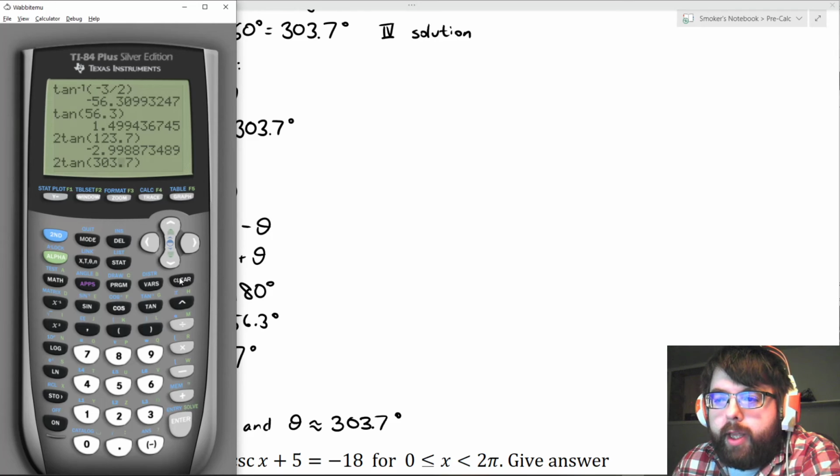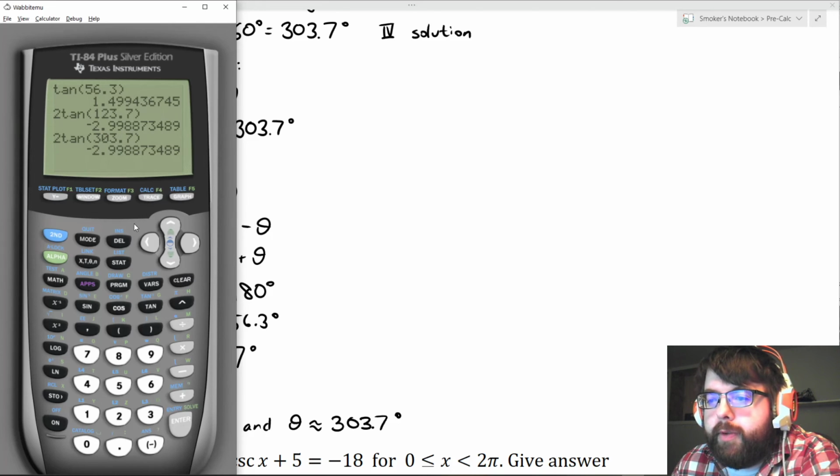And then 303.7, and also good. Both of them negative, both of them pretty close to 3. It would round up to 3 if we were writing this as a solution, because we go 3 decimal places, that would round up to 9. Well, actually, I guess it wouldn't round up quite to 3, but very close.